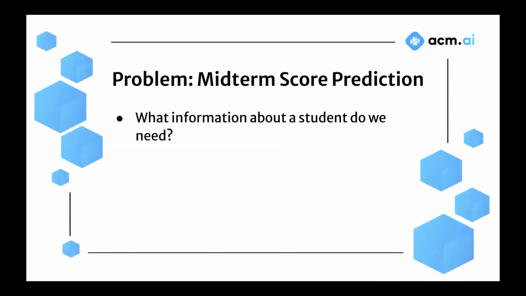Okay, so here's the problem, right? We're going to do something called the midterm score prediction. Now let's think about it this way. What information about a student do we need to predict how well they're going to do? If I tell you that you want some data to predict how much I'm going to score on my midterms, or Joe Bruin is going to score on his midterms, what kind of data would you want? Give me any example.